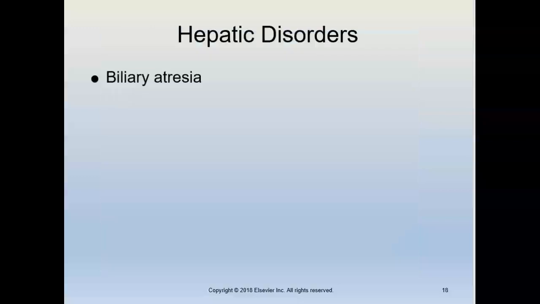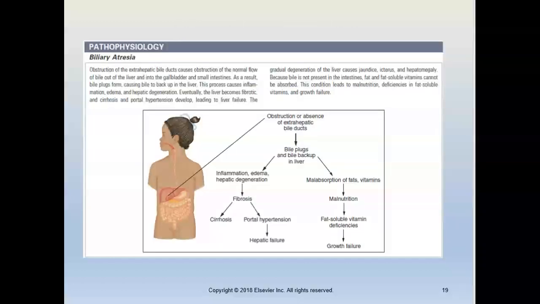Biliary atresia refers to the obstruction or absence of the extrahepatic bile ducts. At birth, the liver itself is normal without inflammation, but the structural problems lead to significant cellular damage and eventual liver failure and death. Obstruction of the extrahepatic bile ducts causes obstruction of the normal flow of bile out of the liver and into the gallbladder and small intestines.